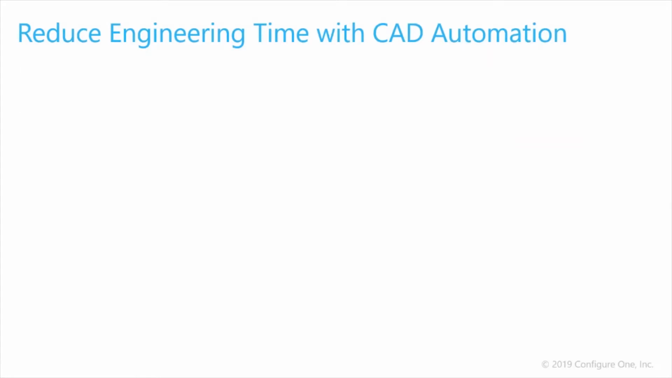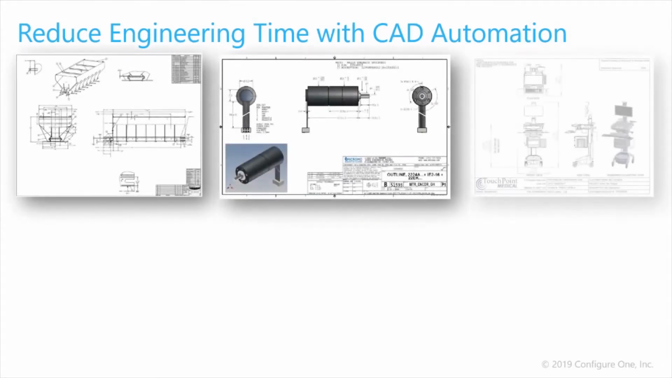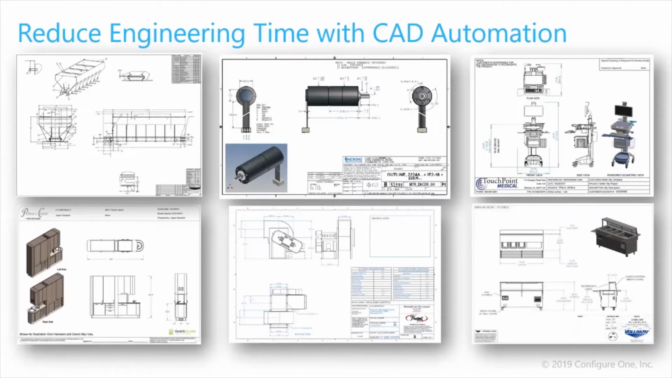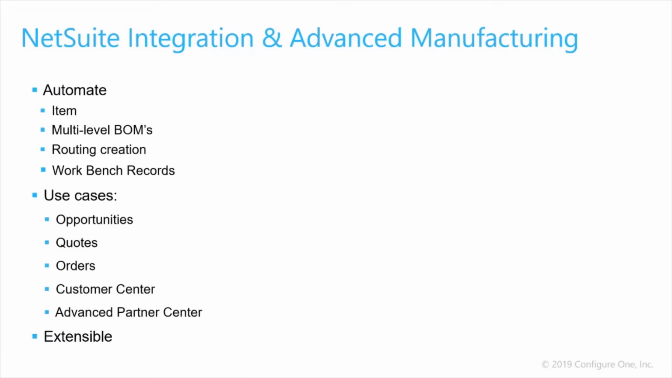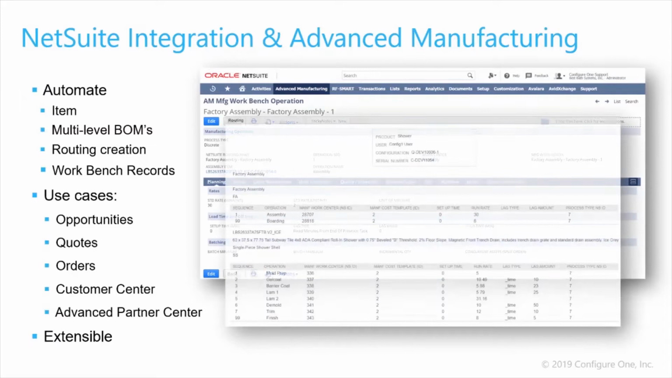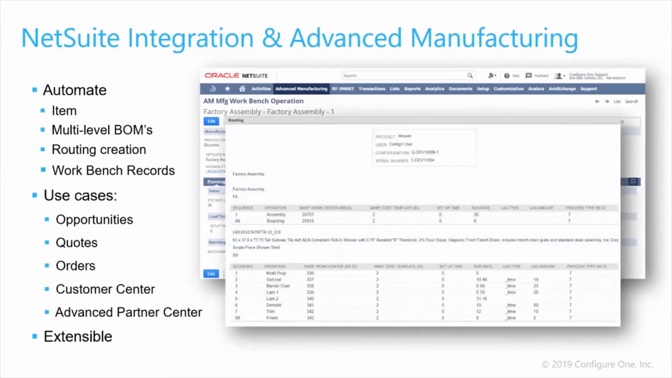Configure One has standard integrations to Autodesk Inventor, PTC's Creo, and Dassault Systems SolidWorks, allowing us to automate your CAD models and drawings. That CAD automation frees up your engineering staff to work on more value-added products such as R&D or truly engineered-to-order products. Configure One also has a standard integration to NetSuite, automating the creation of items, multi-level bills of material, and standard routings. Our integration into advanced manufacturing allows us to create workbench records, operations, and other metadata associated with NetSuite's advanced manufacturing.